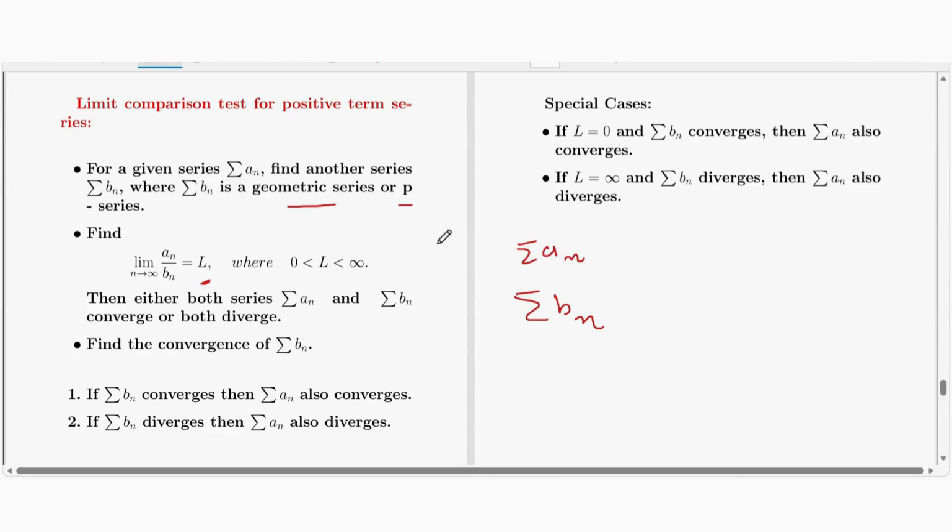When do we generally use the comparison test? When in the series form a polynomial is given. Suppose the form of the series is like this: n upon n square plus 1. In the numerator and denominator, a polynomial is given. So in this case we can use the limit comparison test.